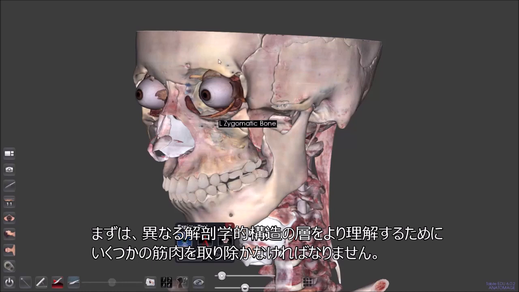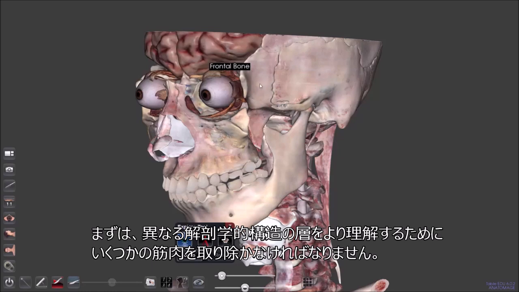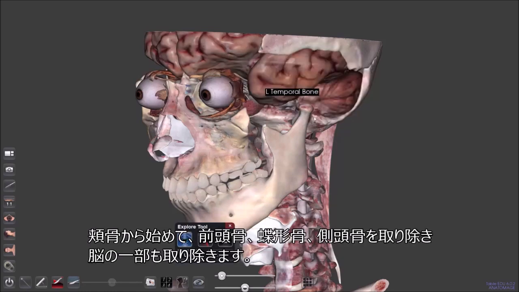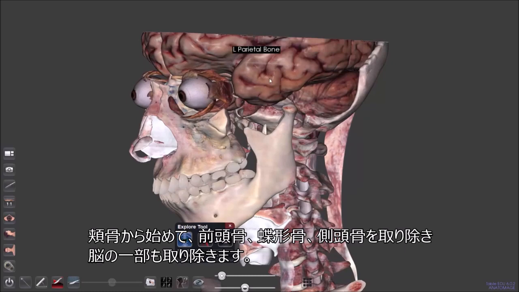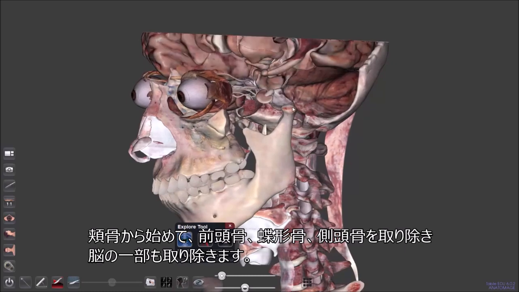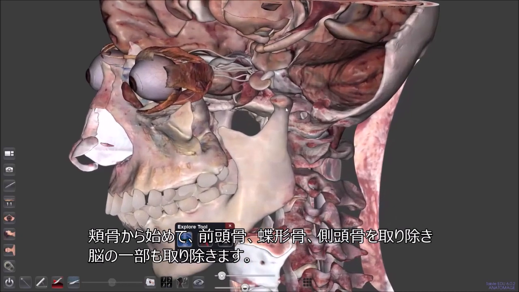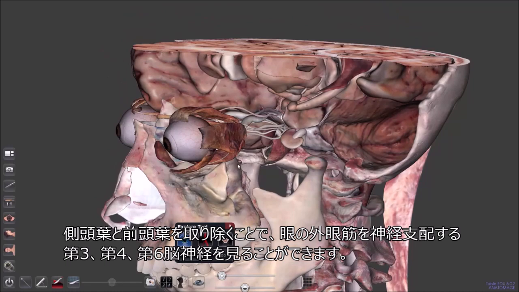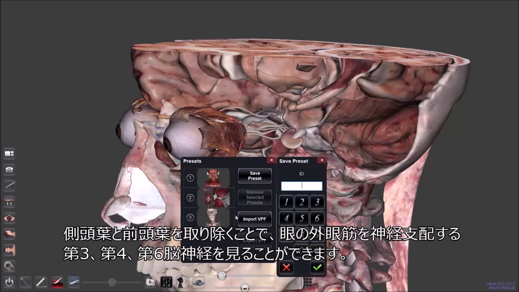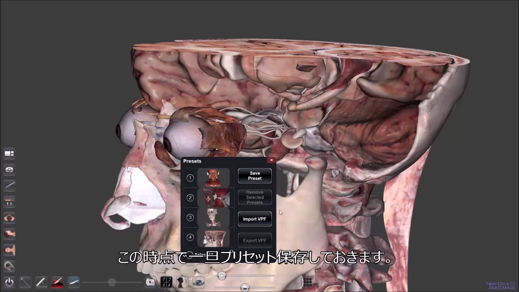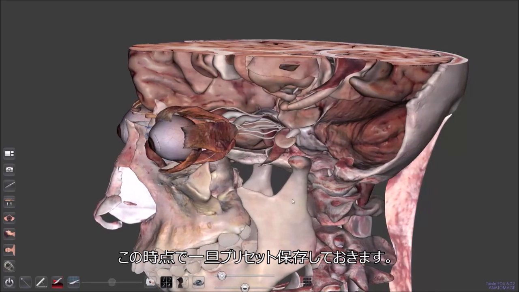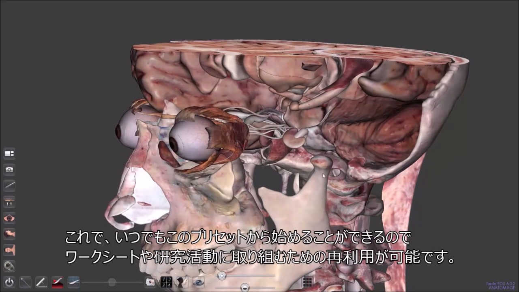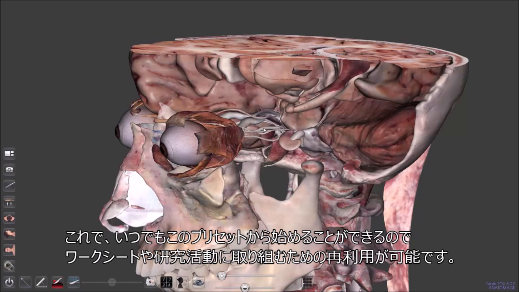So I'm going to open up a few muscles to better understand layering of these different pieces of anatomy. So starting at the zygomatic bone, I'm going to remove the frontal bone as well, the sphenoid, the temporal, and start to remove some of the parts of the brain as well. So removing the temporal lobe and the frontal lobes should give us a good exposure to being able to see the major nerves CN3, CN4, and CN6 that innervate the extraocular muscles of the eye. So I'm also going to stop here and save another preset. So we can come back to this at any point, and this can be utilized to work into a worksheet or a lab activity where students have to follow a similar set of steps and patterns.